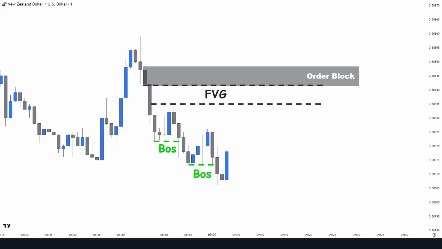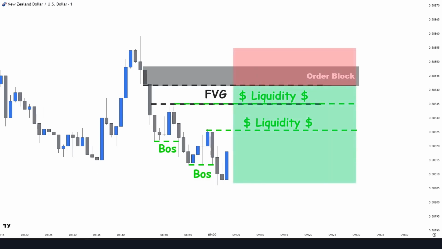So if the price breaks above this level, we won't take it as a valid change of character and consider it as a liquidity grab movement. We place our sell limit at the order block, and the same rules for positioning stop loss and targets. Now let's see what happens.